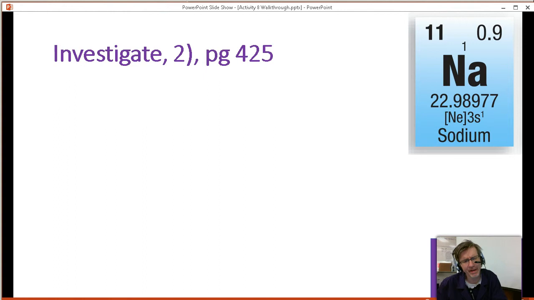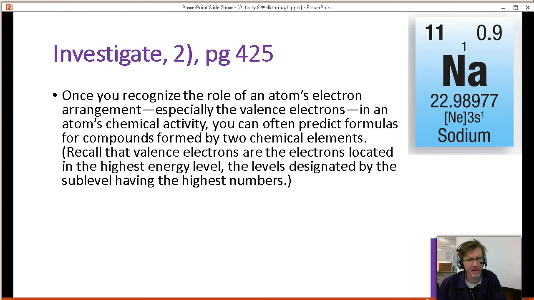There's a little bit of discourse here on question number 2, Investigate number 2, page 425. Let's take a look at this. I'll read it. Once you recognize the role of an atom's electron arrangement, especially the valence electrons, in an atom's chemical activity, so valence electrons, key for chemical activity, and it's the atom's arrangement of electrons that make them valence electrons. They're the outermost electrons.